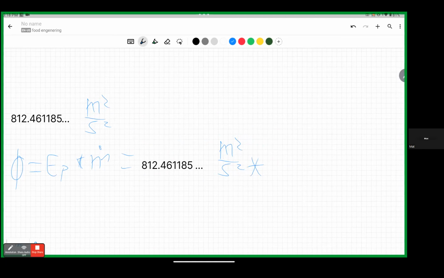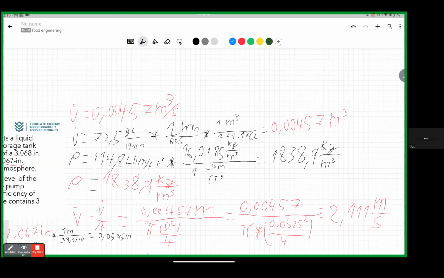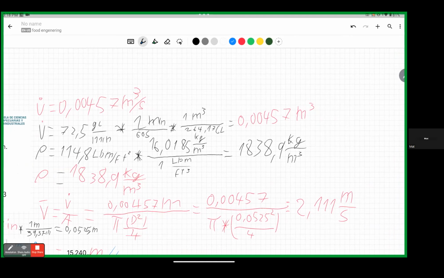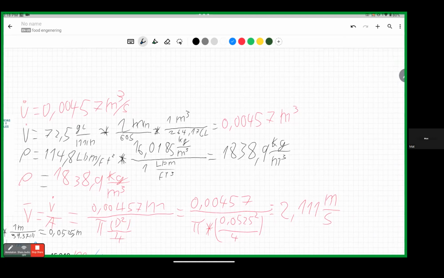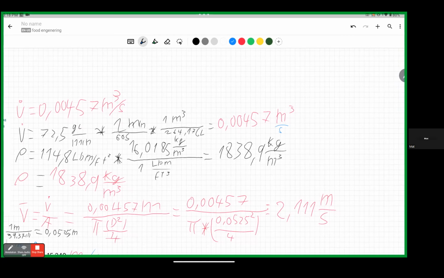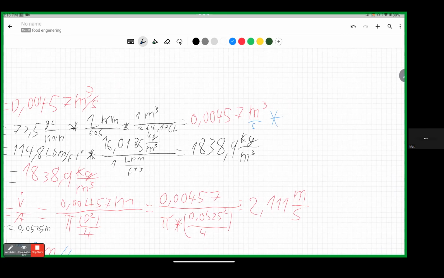Okay, for getting the mass flow, we can use the same caudal we already got. The caudal, or the volume flow, will be related to this one. We already got our final answer about the caudal. It will be per second, sorry. And with this information, you can get it easily. You are just multiplying by density, 1838.9 kilograms per cubic meter.